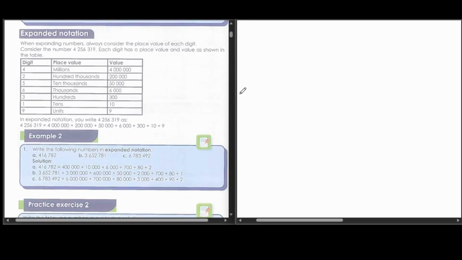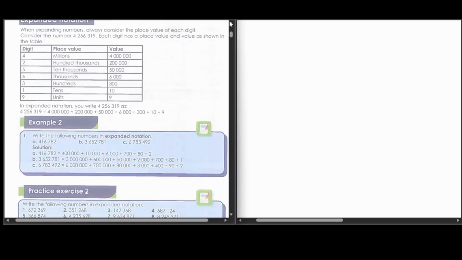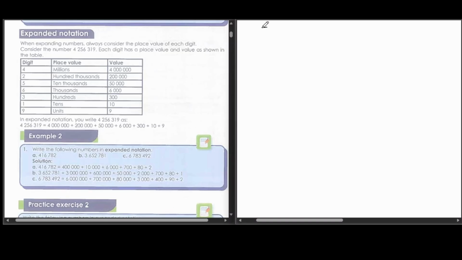What we want to do now is the expanded notation. If you remember when we introduced this unit, we are going to learn what expanded notation means when it comes to numbers. So we want to learn about the expanded notation. When expanding numbers, always consider the place value of each digit.